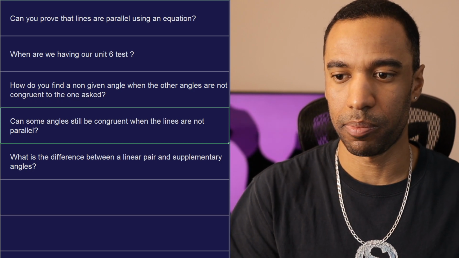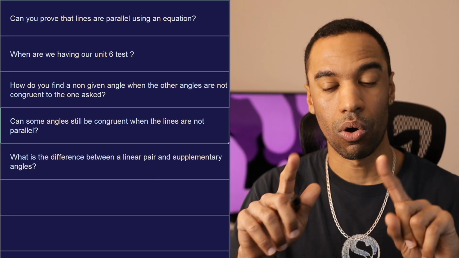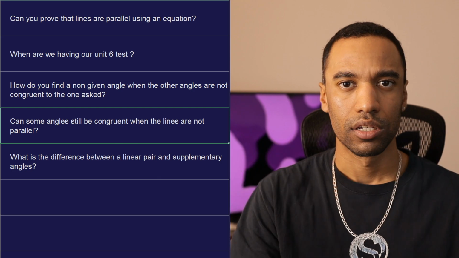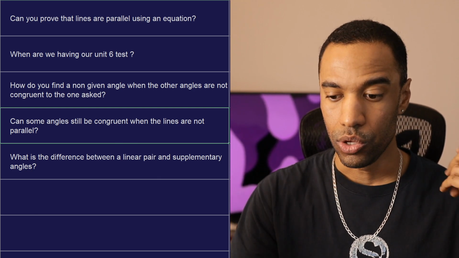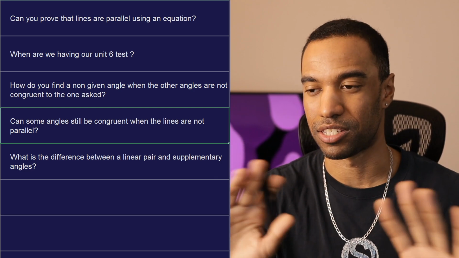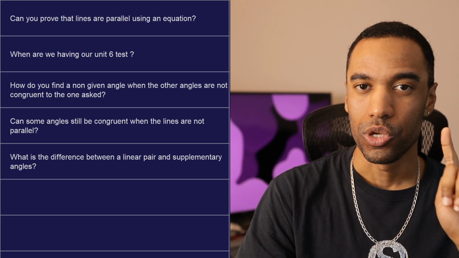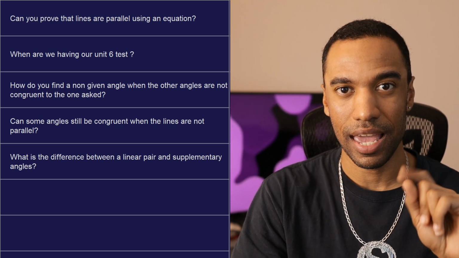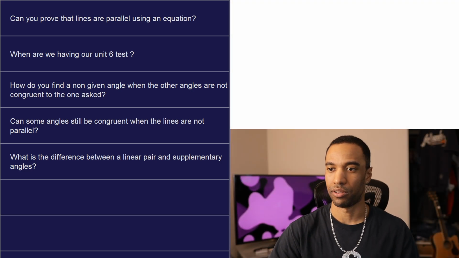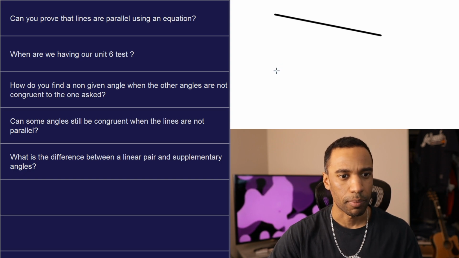Can some angles still be congruent when the lines are not parallel? Sure. Vertical angles can be congruent, and other angles can just be marked congruent. You can even have same side interior angles be congruent if they're right angles, but that's not the point. However, you can't have congruent alternate interior angles if the lines are not parallel.